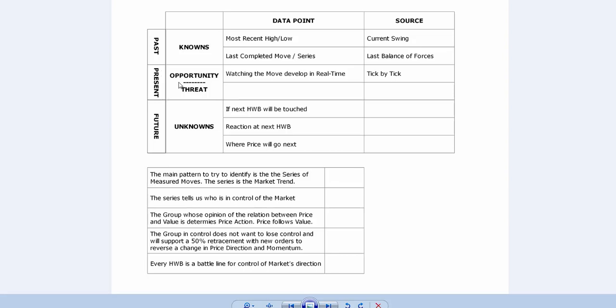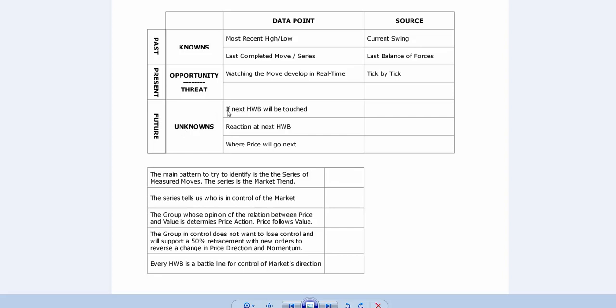The present, or the opportunity or threat, is watching the reaction in that next measured move or the next basic move or next extension move where we're running into the 50. We're watching the reaction tick by tick. We're using one of the 3 entry strategies to participate in that reaction. And then, of course, there is the future. There are the unknowns. And that's why we use the free trade and reduced risk trading strategy.